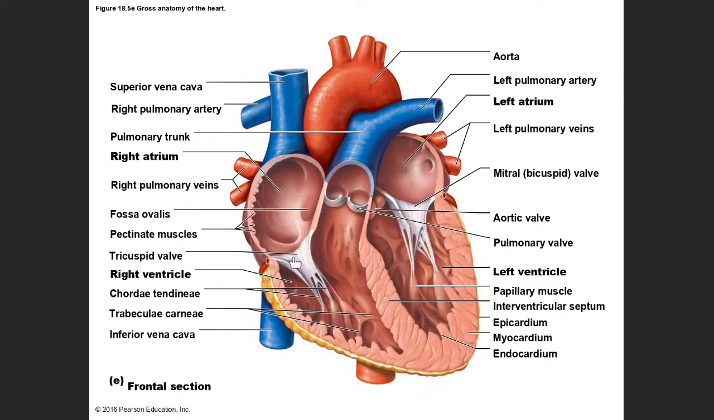valves also. We have 2 atrioventricular valves, one on the right, one on the left. The one on the right over here is a tricuspid valve, and we have the mitral valve or bicuspid valve. And they're called atrioventricular because they're between the atrium and the ventricle in each side.